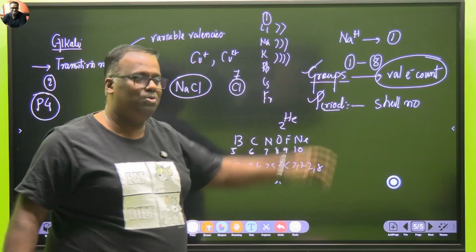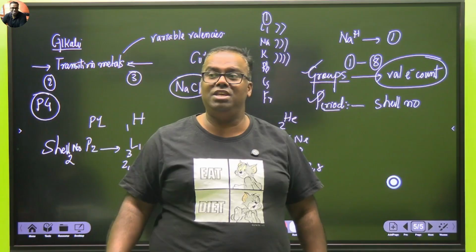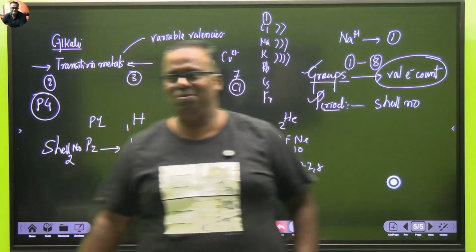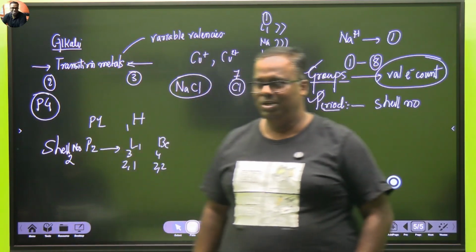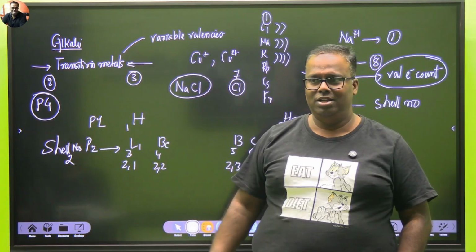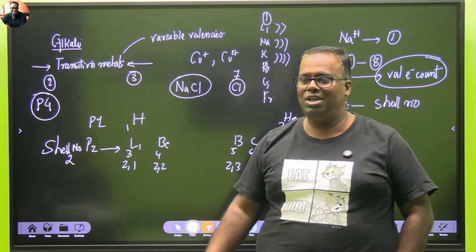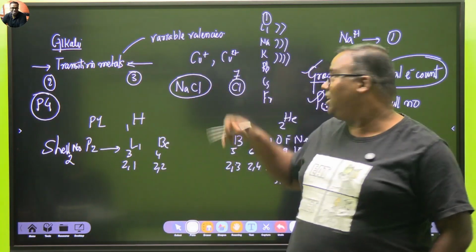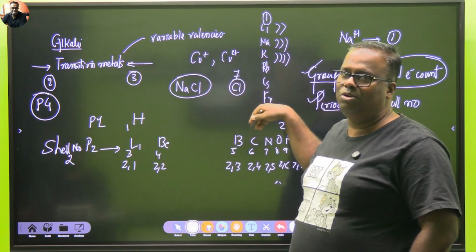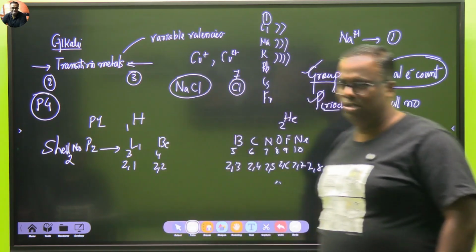Okay, let's go to group 2. Group 2, beryllium chloride, BeCl2. What should be magnesium chloride? MgCl2. What should be calcium chloride? CaCl2. Let's go to group 3, boron chloride, BCl3. What should be aluminum chloride? AlCl3. Now, are you understanding? By predicting one, you can predict the other's compound. This is what Mendeleev used to do also.